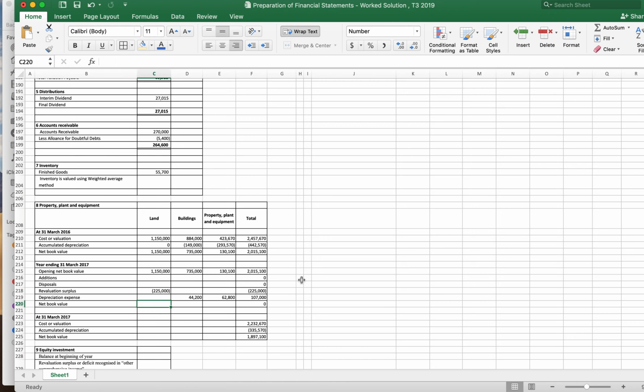So the net book value is opening book value. Opening book value, cool. So the net book value will be that plus that. Okay. I should have done those as minuses. That's better for me. Okay. And then it should be just the ones above it, right?